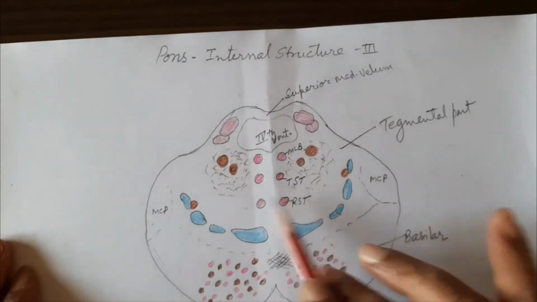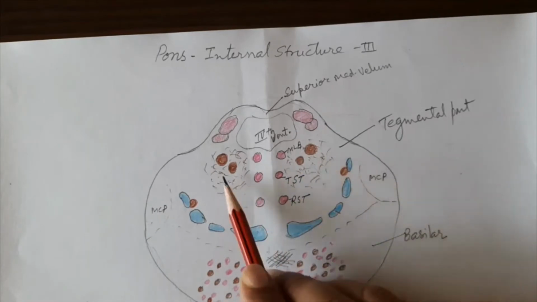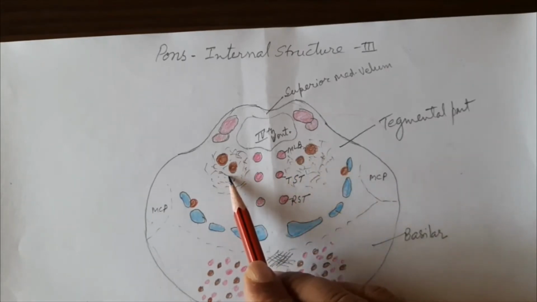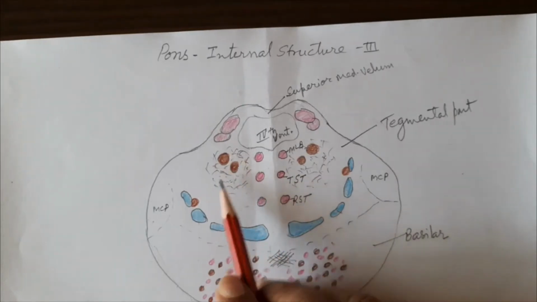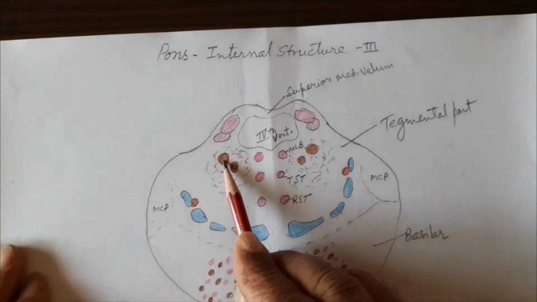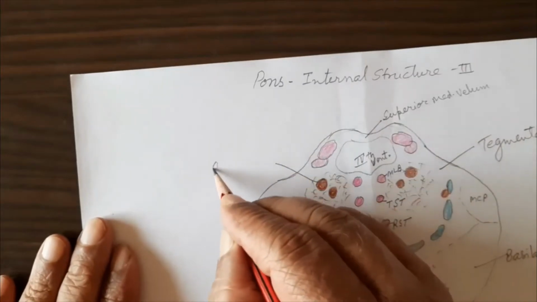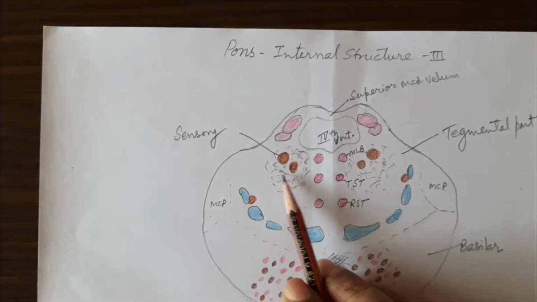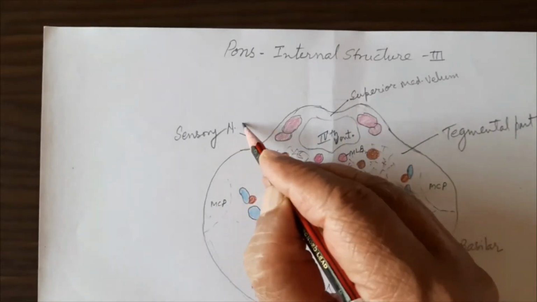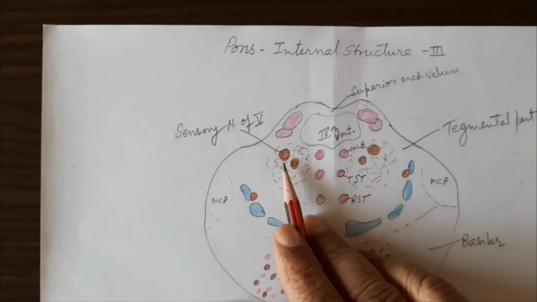So we are on the gray matter. If you see the gray matter, there are two collections of gray matter on either side, in the form of the motor and sensory nucleus. This is the principal sensory nucleus. I will just label it principal or main sensory nucleus. Why is it called the principal or main sensory nucleus of the trigeminal nerve, the fifth cranial nerve? Because there are many sensory nuclei of the trigeminal nerve.